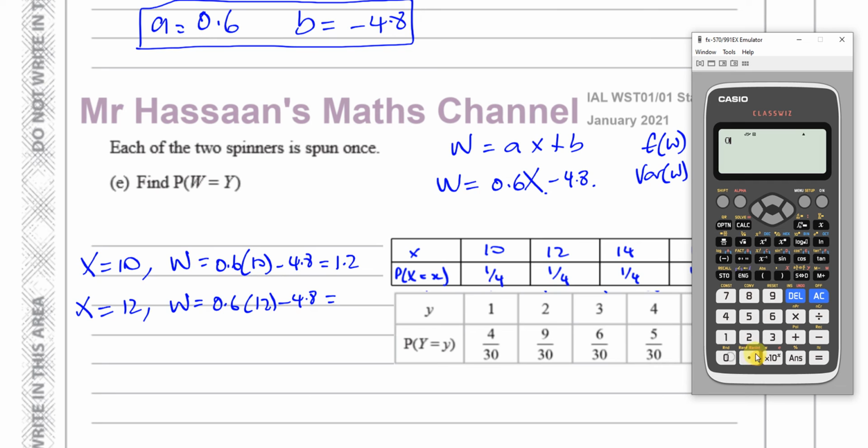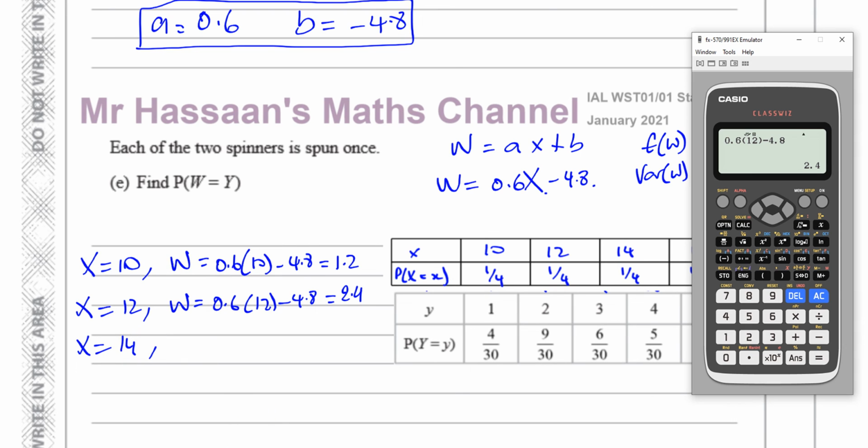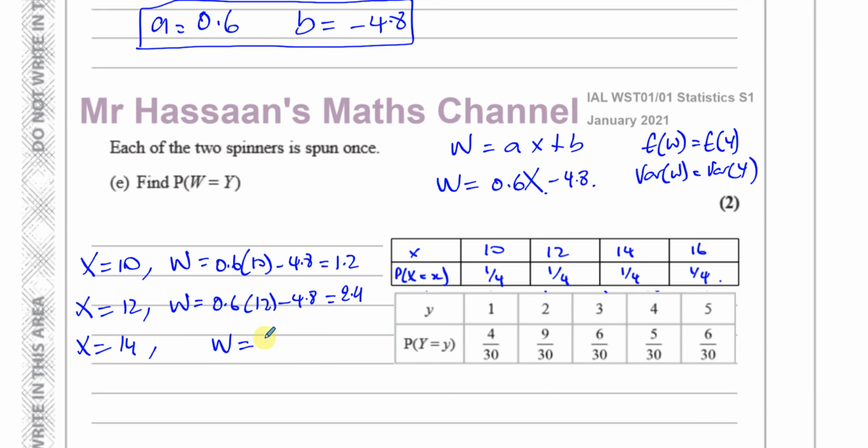You're going to have 0.6 times 12 minus 4.8. That gives us 12 over 5, which is 2.4, which again, there's no y value that matches. There's no y value which matches 1.2 either. Let's try with 14. Just replace that 12 with 14 now. Again, that's going to give us W equals 3.6.